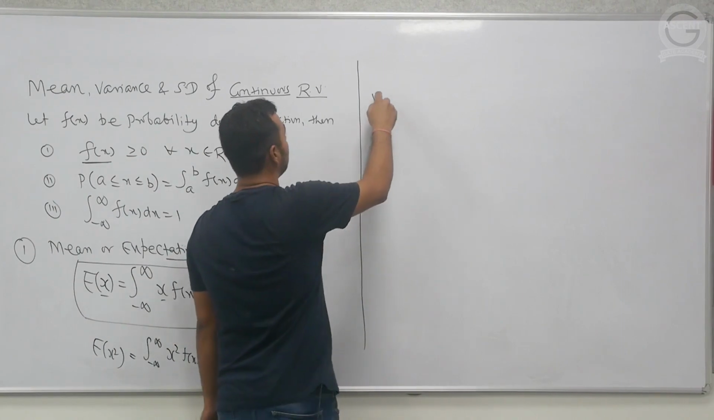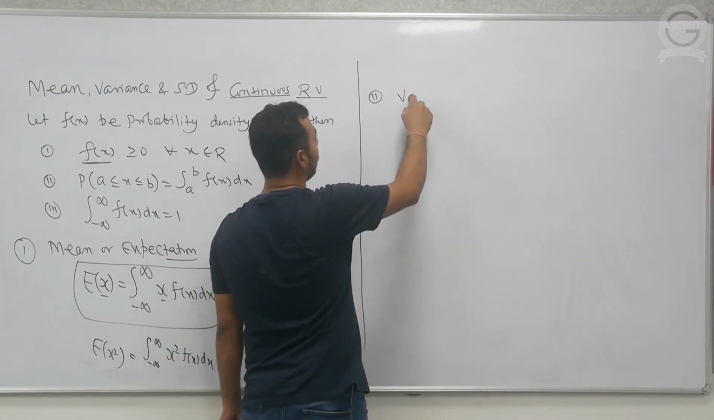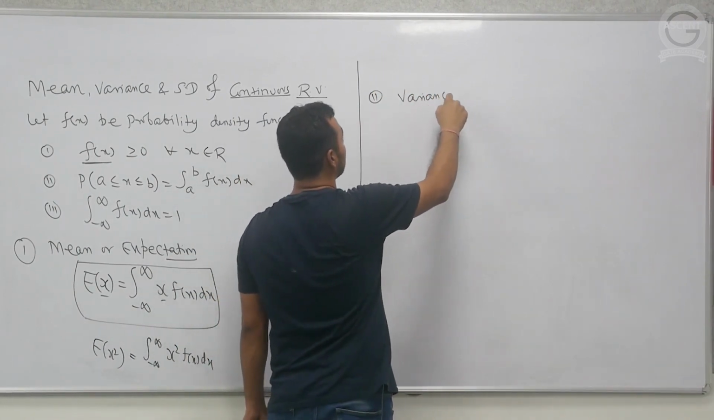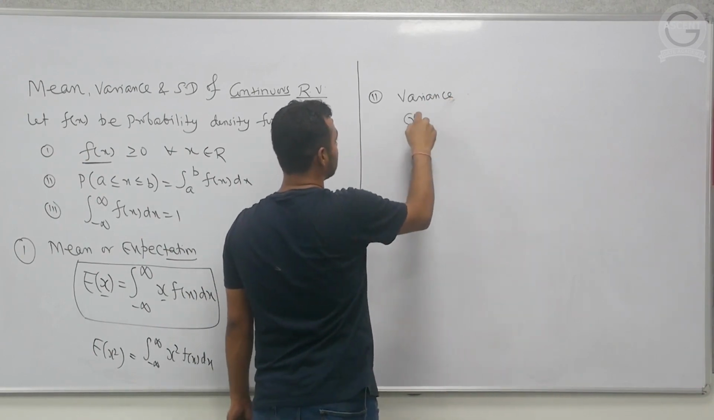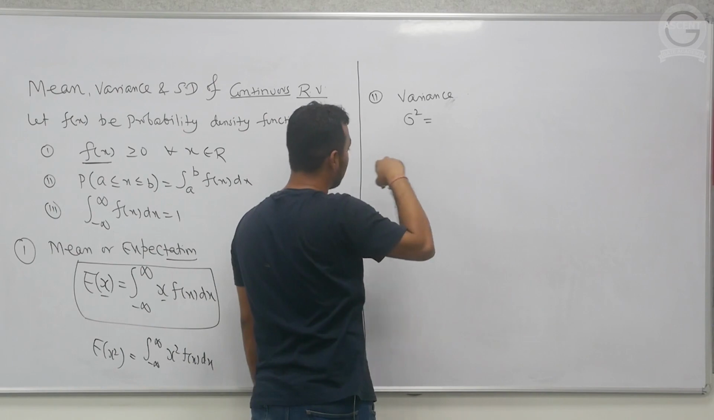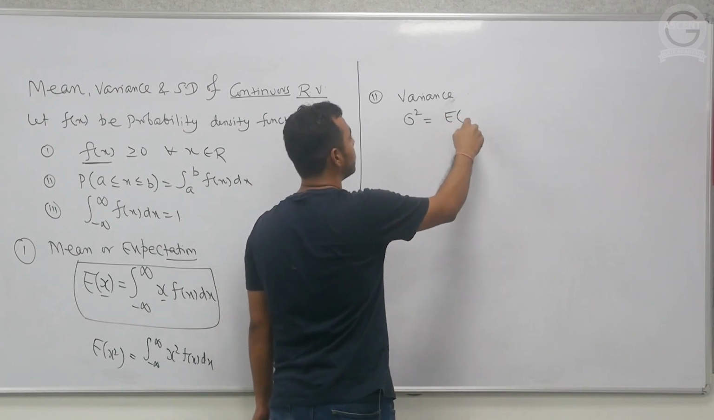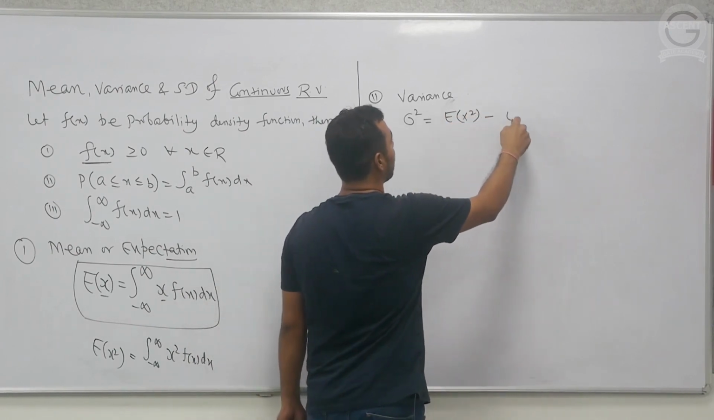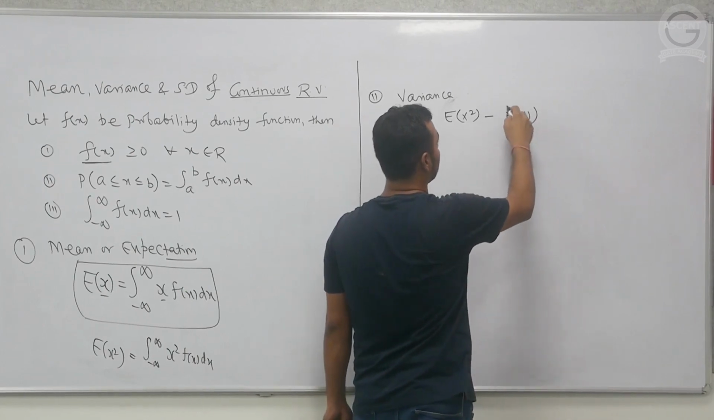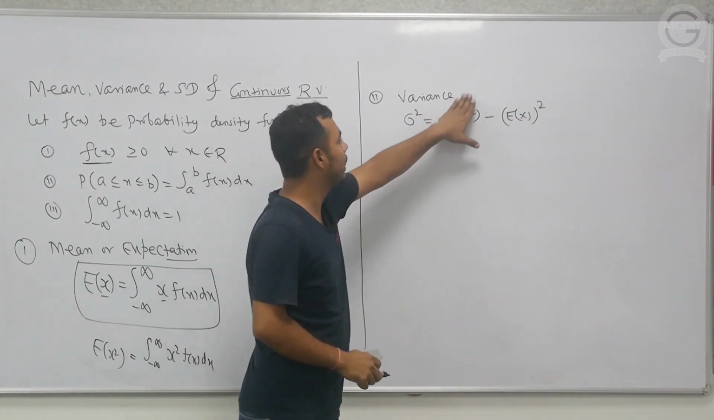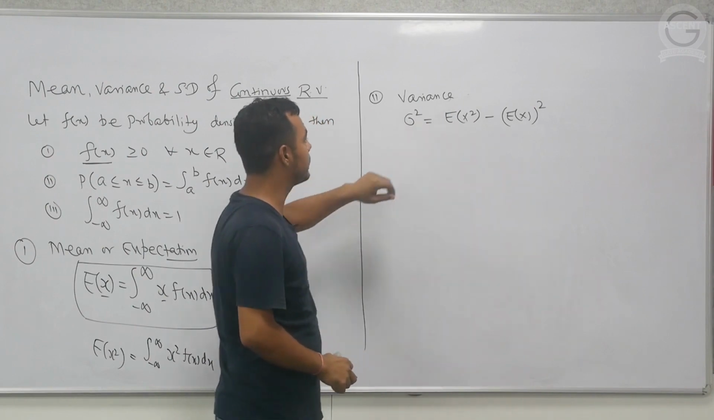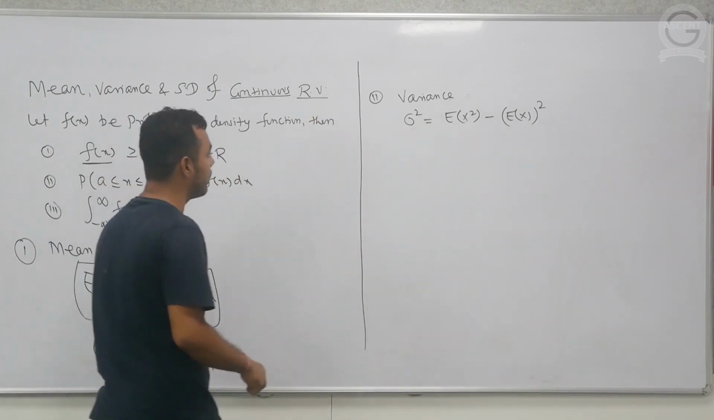Now the other two formulas that we have to know are for variance and standard deviation. So the formula for variance, this was represented by sigma square, and this we have seen earlier, this was expectation of x square minus expectation of x squared. This was the formula to calculate variance. Once we know this formula, we can easily find the variance using this concept.